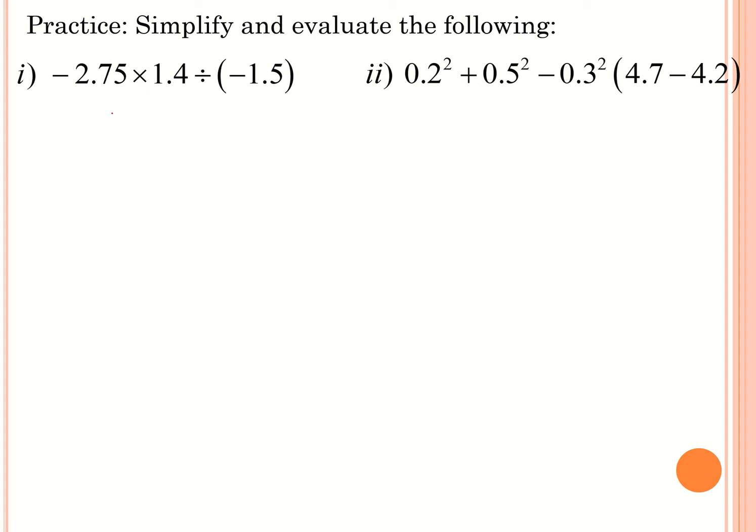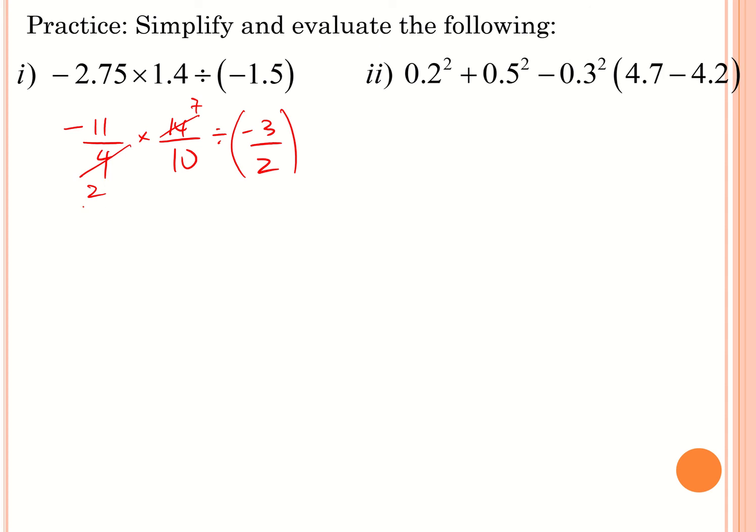So negative 2.75 is negative, let me see, 4, 8, 12, so negative 11/4. And then times 14/10. And then divide this by negative 3/2. So right now you have two operations, multiply and divide, and put this in brackets. Okay. So after this, I would simplify these two fractions. So cancel. It becomes 2 and a 7.